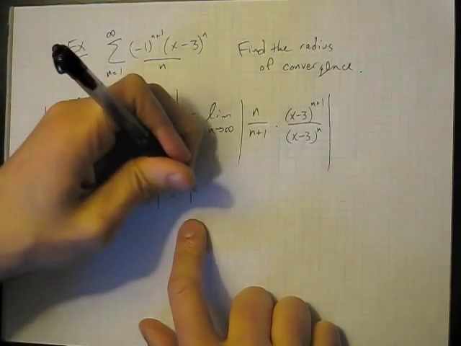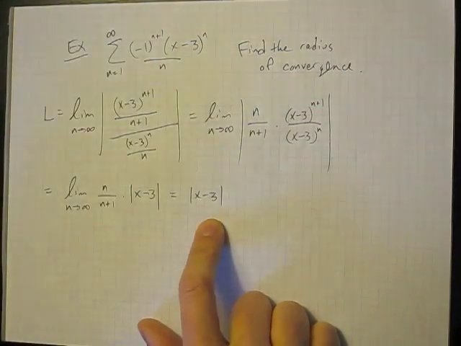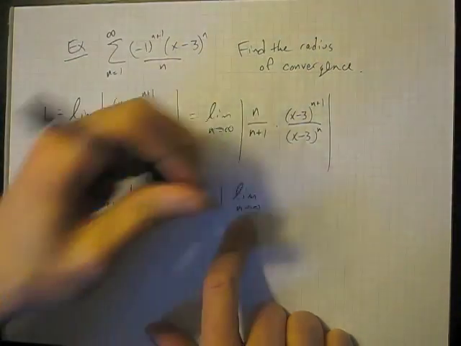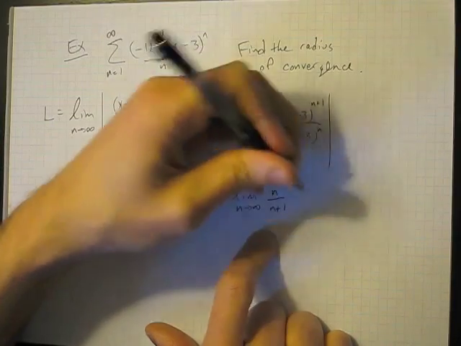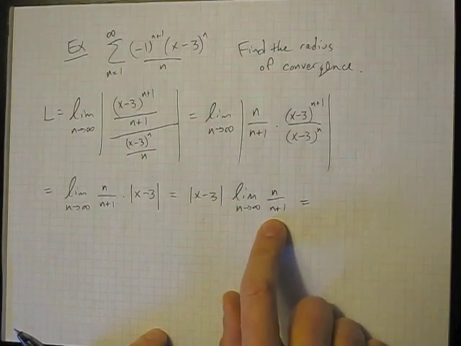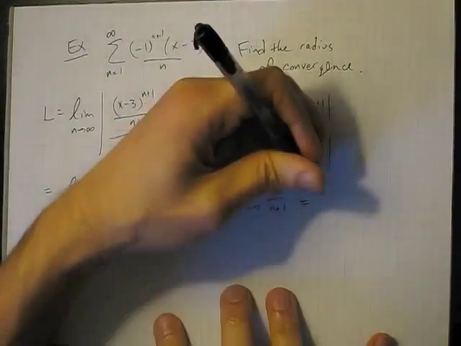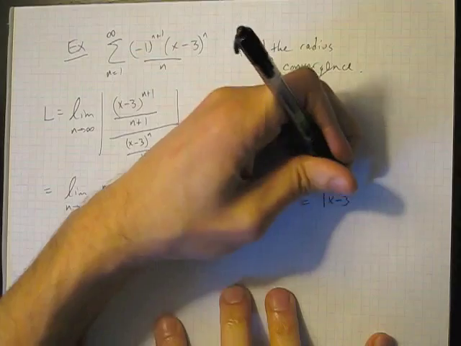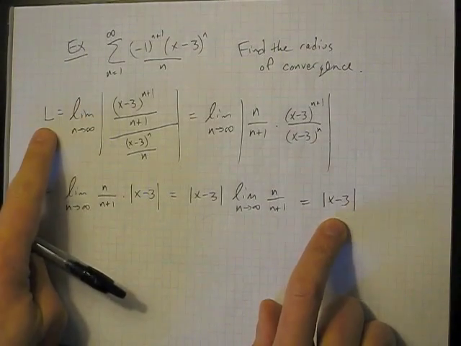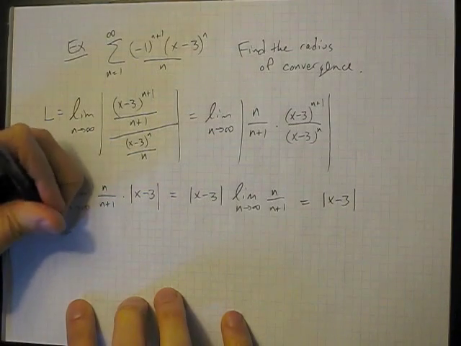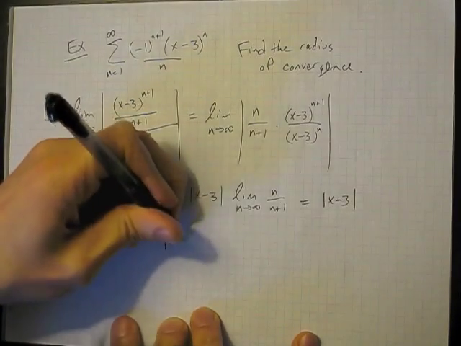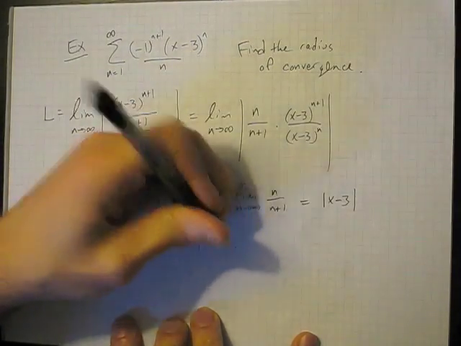As we did in the previous examples, the absolute value of x minus 3 does not depend on the letter n, so we're really just taking this limit. We all know by now that n over n plus 1 approaches 1 in the limit, and so L is the absolute value of x minus 3. Okay, so now we have to check. For convergence, we need L to be less than 1, so we want the absolute value of x minus 3 to be less than 1.